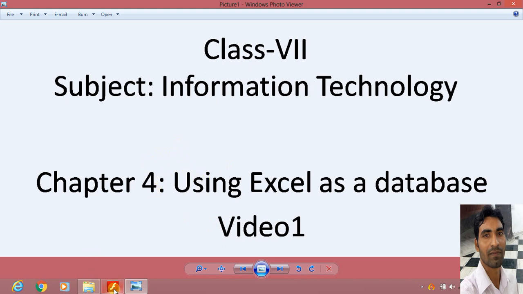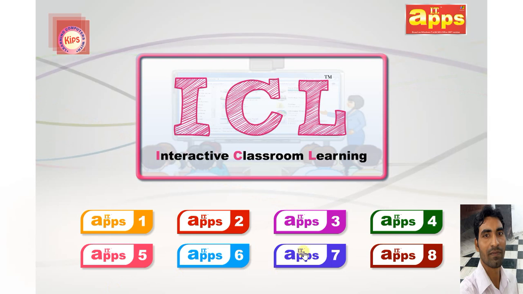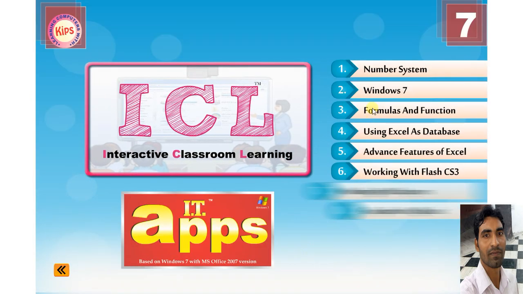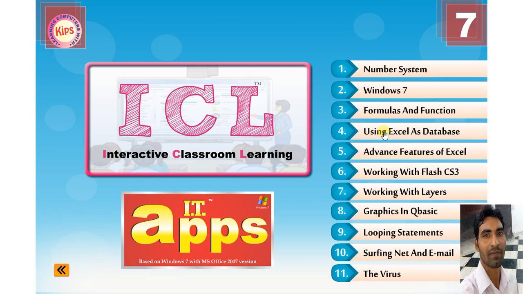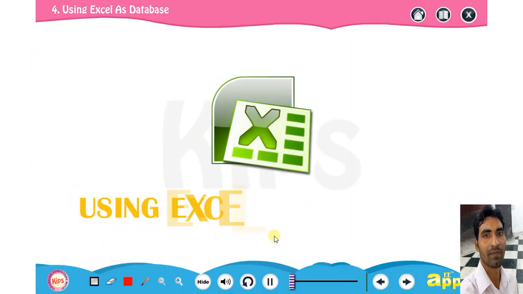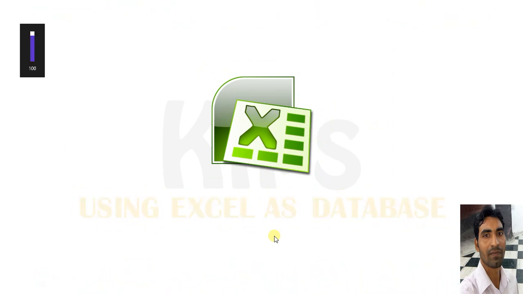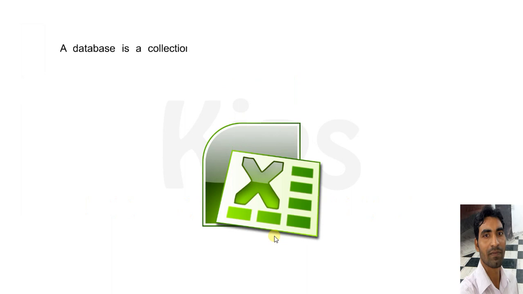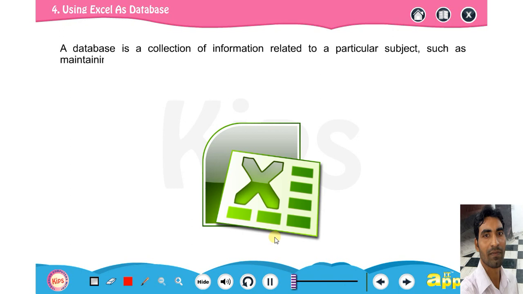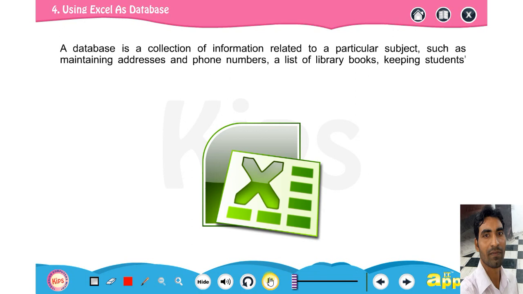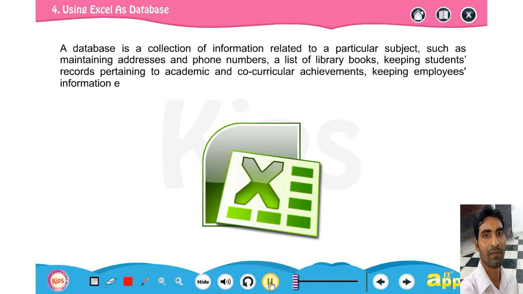So let's start this chapter from class 7. As you are studying in class 7, we have the chapter number 4, using Excel as database. Hello students, today we are going to learn how to use Excel as database. A database is a collection of information related to a particular subject, such as maintaining addresses and phone numbers, a list of library books, keeping students' records pertaining to academic and co-curricular achievements, keeping employees' information, etc.